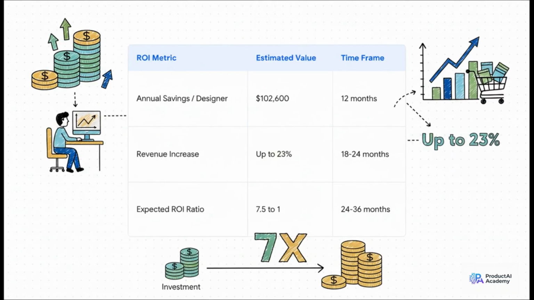Let's translate that efficiency into actual dollars. The annual savings per designer can be over $100,000. The brand consistency it creates can boost revenue by up to 23%. It all boils down to this. For every single dollar you invest in building and maintaining a design system, you can expect a return of more than $7. Now that is an incredibly compelling business case to take to any stakeholder.